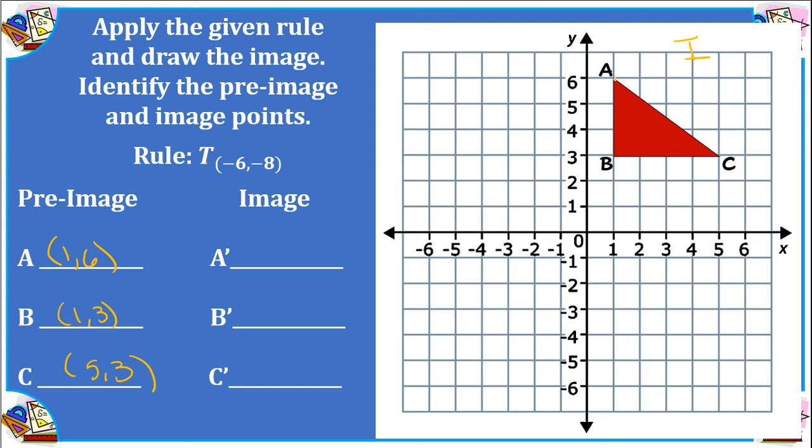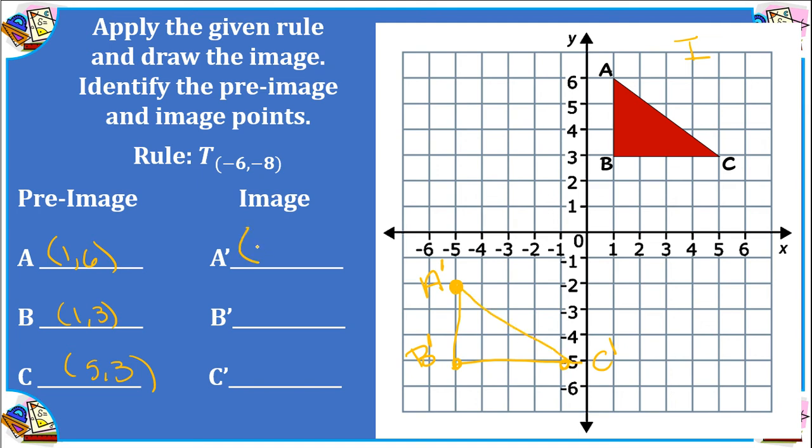So we're going to go left 6, 1, 2, 3, 4, 5, 6, and down 8, 1, 2, 3, 4, 5, 6, 7, 8. Then don't forget to do A prime. Make sure you label it correctly. And then we're going to go again left 6 and down 8. That is B prime. And then C, left 6 and down 8. And then connect to create the triangle, triangle A prime, B prime, C prime.